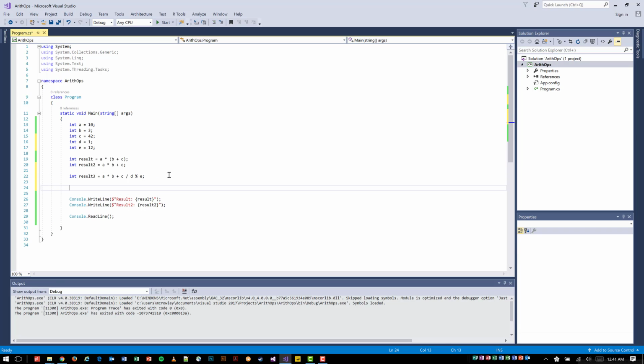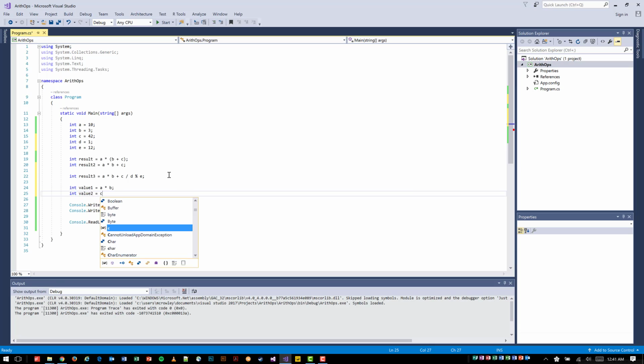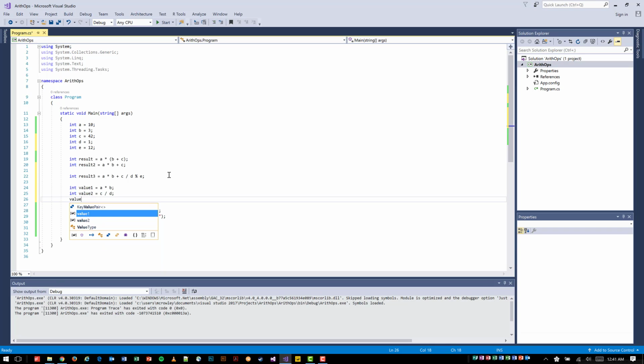This would be the same as if we had written value1 equals a times b, value2 equals c divided by d, value3 equals value2 modulo e, value4 equals value1 plus value3.